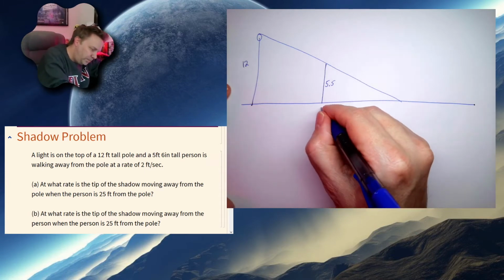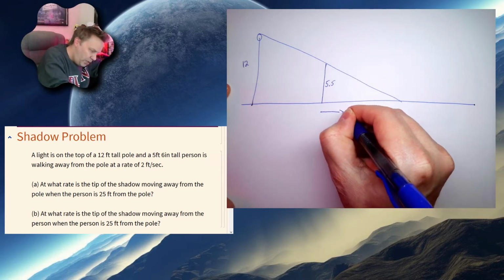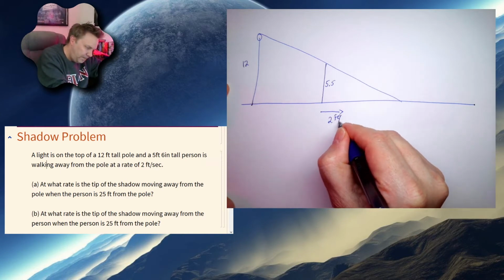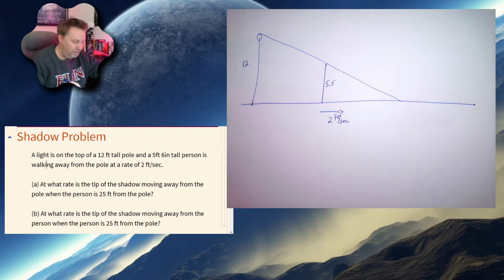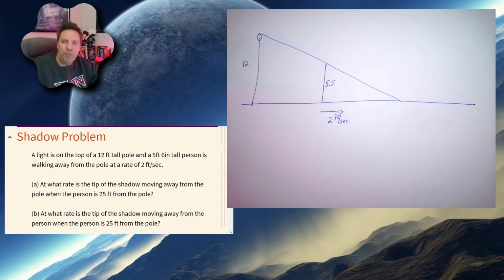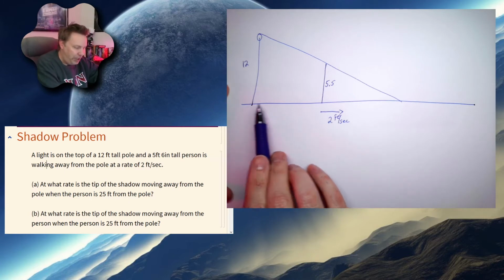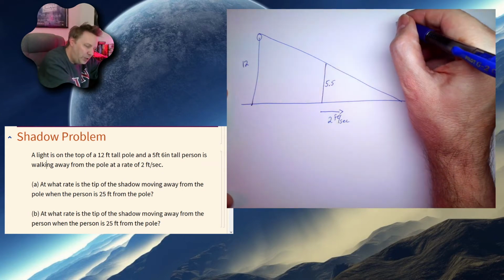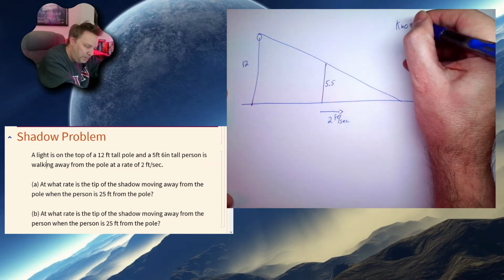The person is moving away from the light pole at 2 feet per second. And, well, that's pretty much all I know at this point. Now, if I read questions A and B, I eventually want to put in a 25 in here. But for now, I know things are changing. So what do we know about this problem?